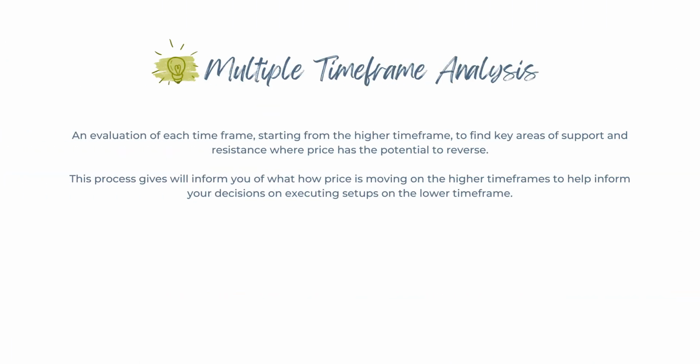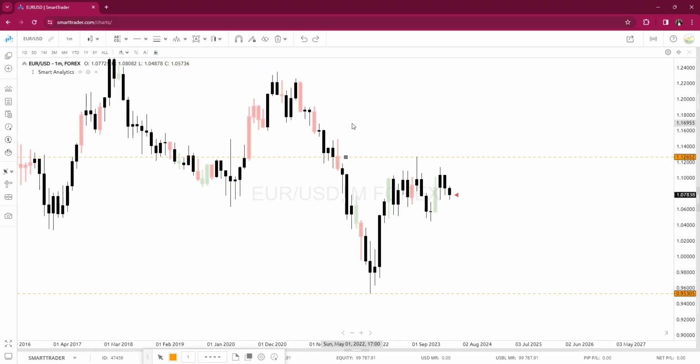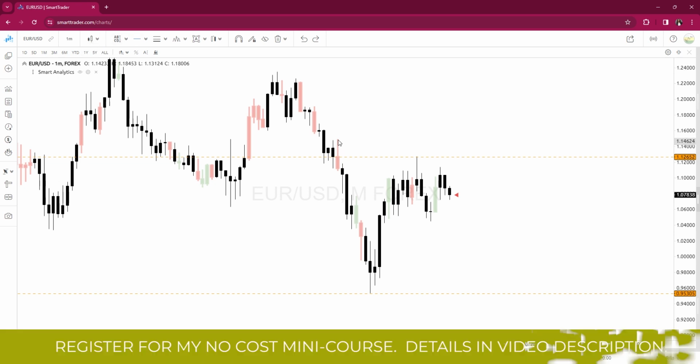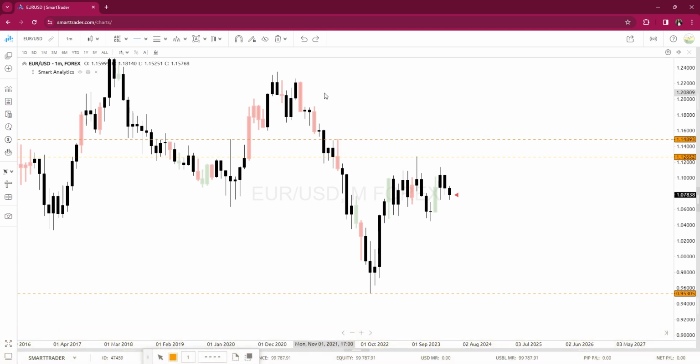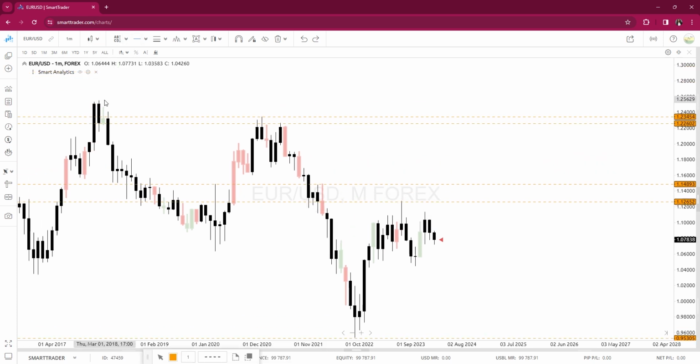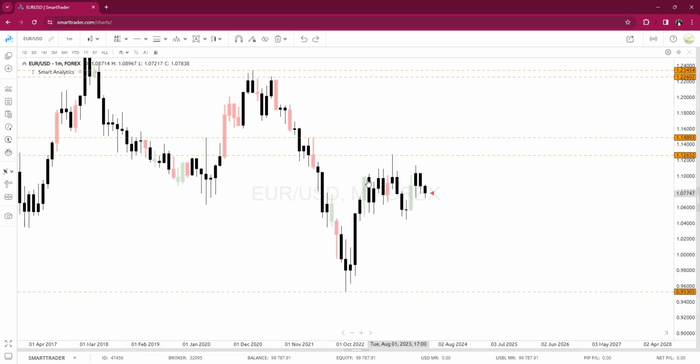Now, what I'm going to do is identify my key levels of support and resistance by finding my swing highs and swing lows. If you don't know what a swing high and swing low is, make sure that you sign up for the no-cost mini course. I break that down along with some other things in that course. But these are high probability areas where price has the potential to reverse. So I'm going to identify these levels starting on my higher time frame. I'm on the monthly, identifying key highs and key lows.